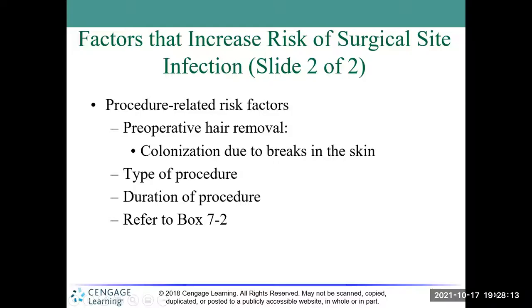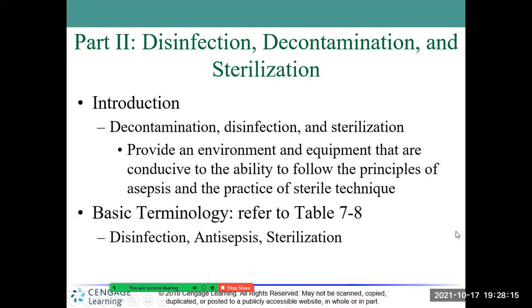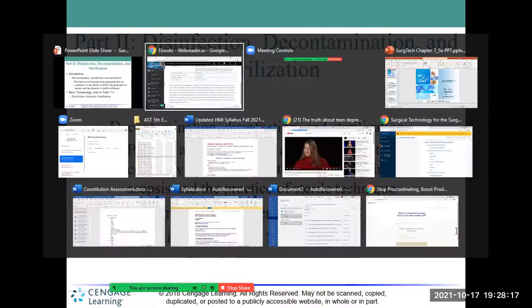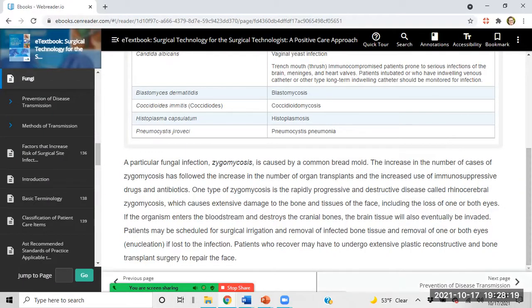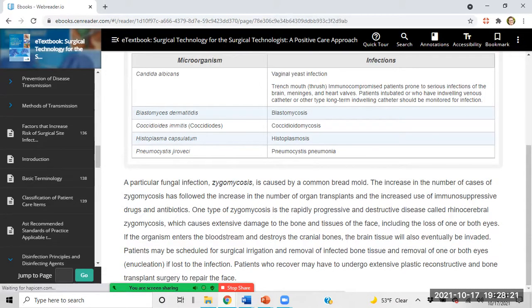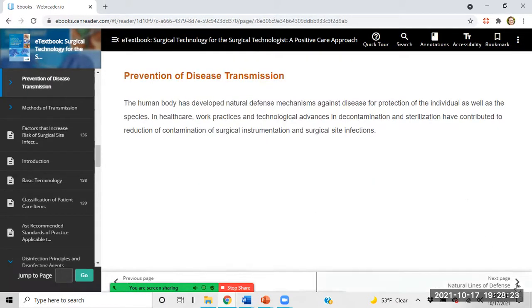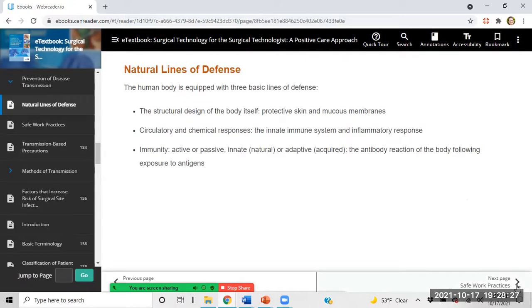Oh, won't go there yet. Okay, so now we're going to talk about, let me get over there too. And you can read through this. I know this is a lengthy chapter, but it's very helpful.